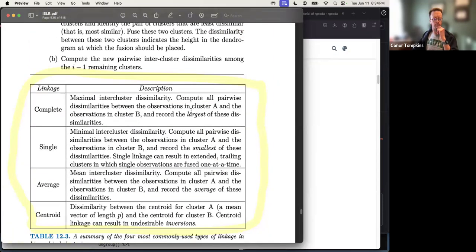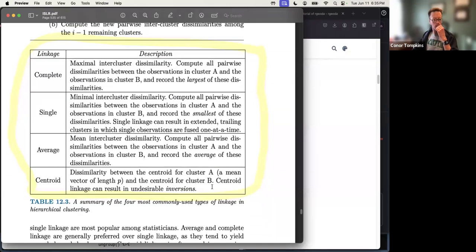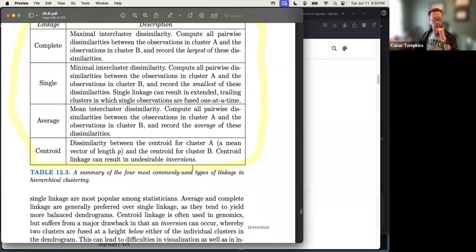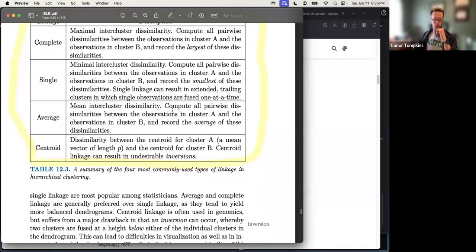So they got some good definitions here. Complete takes the maximum of the dissimilarity. Single takes the minimum, or the smallest, of the dissimilarities. Average takes the average of the dissimilarities. And then centroid takes the centroid for the cluster based on the input variables. And each of these will give different results.